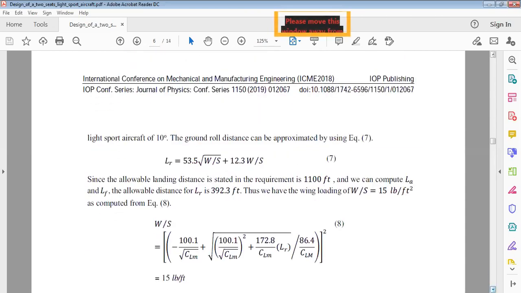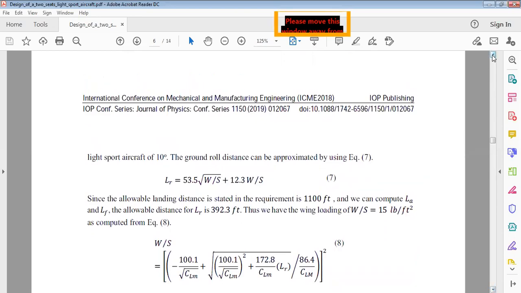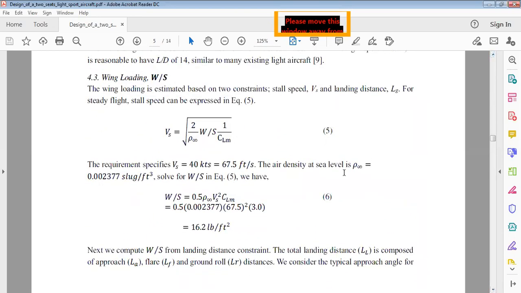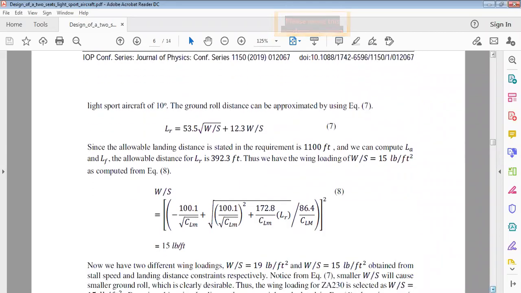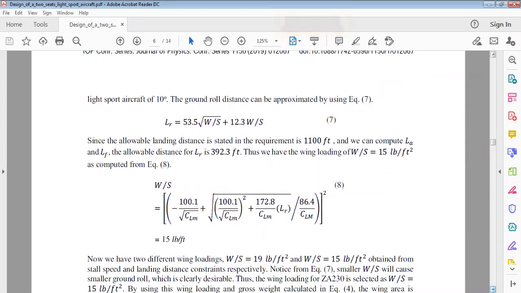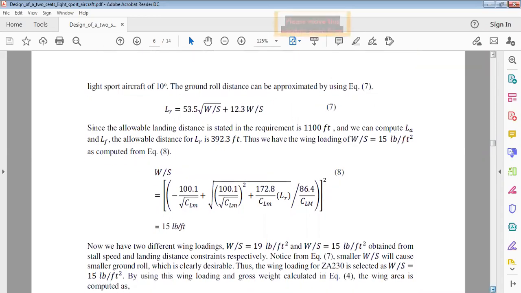The total distance you can see here. So in this, total landing distance is composed of approach LA and LF, that is flare, and LR is the ground roll distance. We consider the typical approach angle. For a light sport aircraft it is around 10 degrees. The ground roll distance, called LR, is approximately obtained using this.